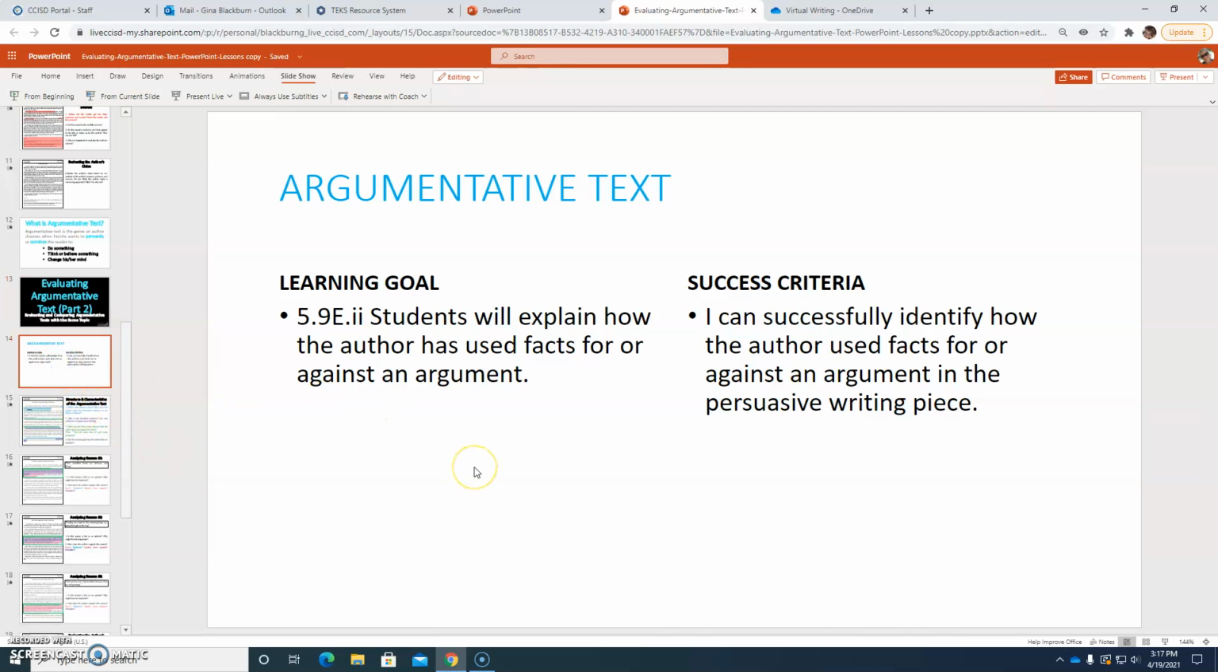Your learning goal: students will explain how the author has used facts for or against an argument. Your success criteria: I can successfully identify how the author used facts for or against an argument in the persuasive writing piece.